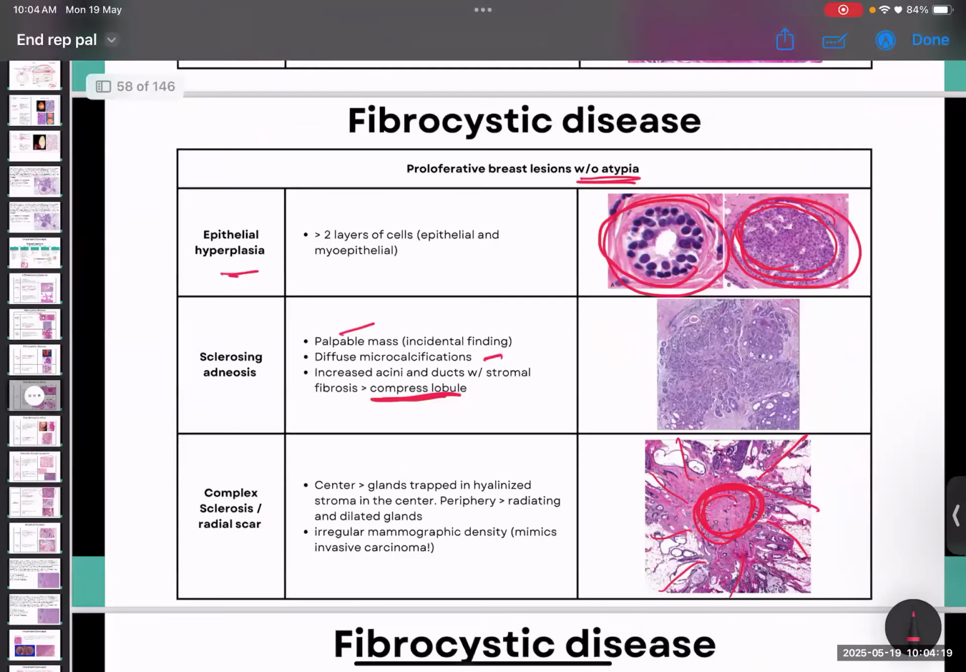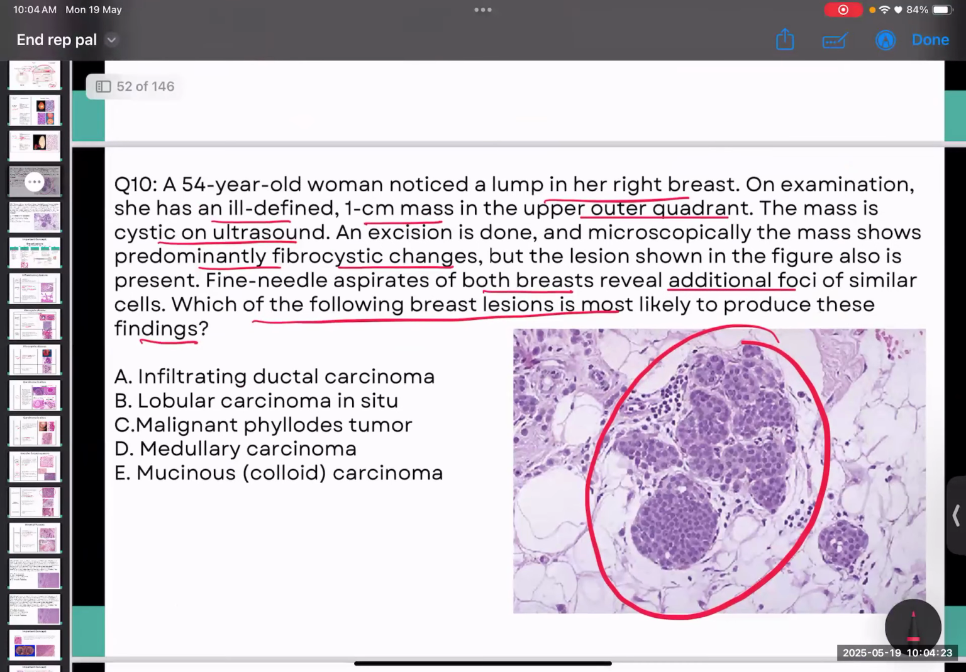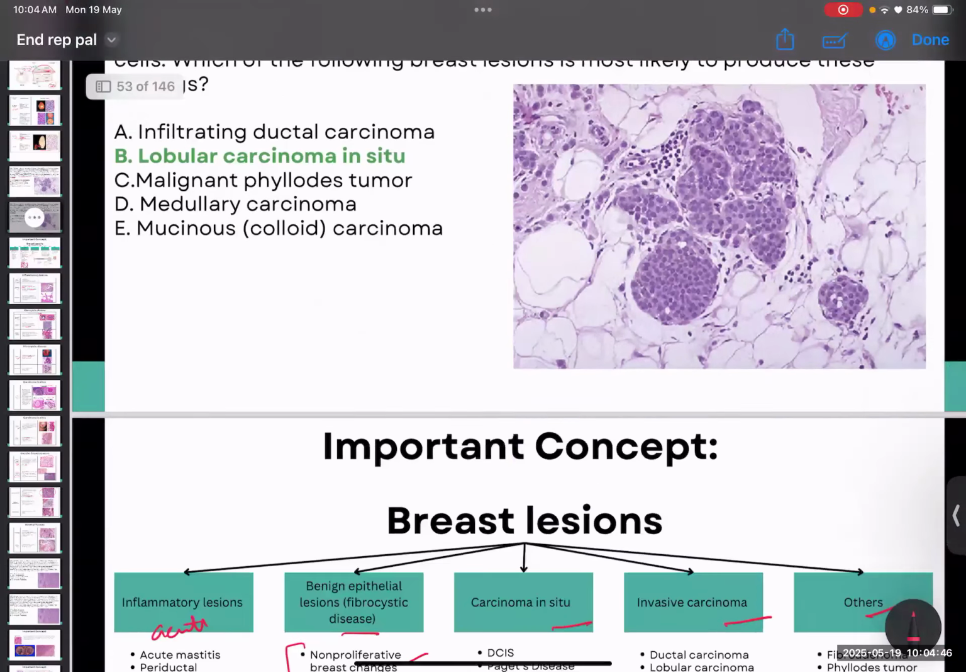So moving back to our question. Does this look like infiltrating ductal carcinoma? I highly doubt it because the ducts are kind of empty, so it's not infiltrating ductal carcinoma. Could it be lobular carcinoma in situ? Could be, yes. Could it be a malignant phylloides tumor? No, phylloides tumor usually has a leaf-like appearance. Medullary carcinoma is very much purple, and mucinous carcinoma has mucin around it. So this is definitely lobular carcinoma in situ.